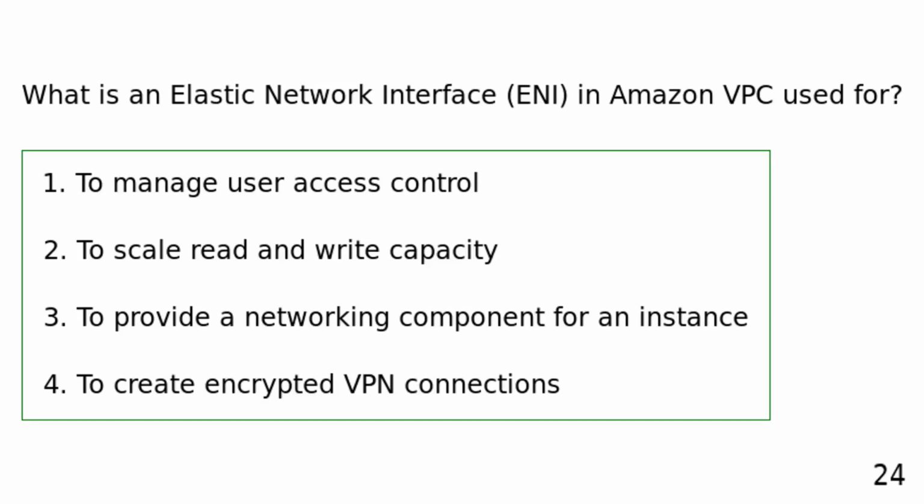What is an elastic network interface in Amazon VPC used for? To manage user access control. To scale read and write capacity. To provide a networking component for an instance. To create encrypted VPN connections.